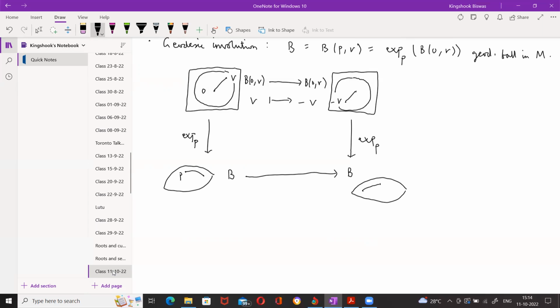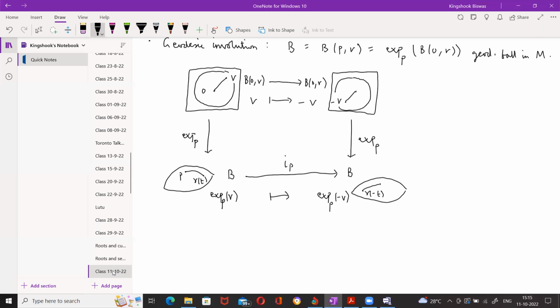So let me call this map I_P. This will be my geodesic involution. What does it do? It maps X of V to X of minus V. Is this clear? What does it mean? Basically I take a geodesic passing through P and then go a distance t along it. If this is gamma(t), then I map it to the point going backwards along the geodesic, gamma(minus t).